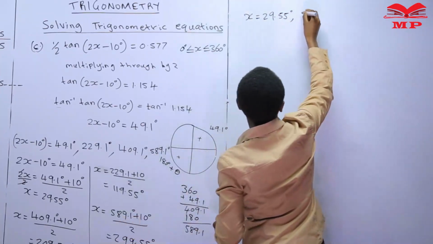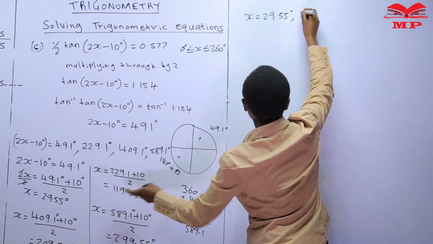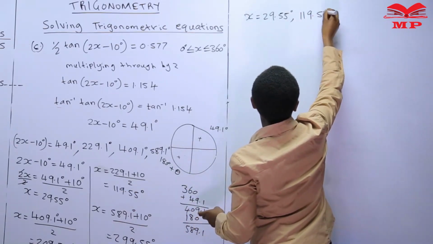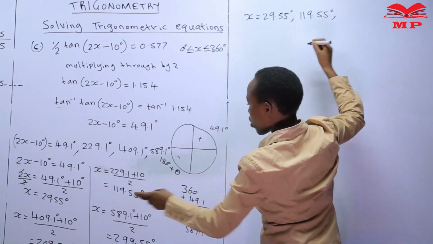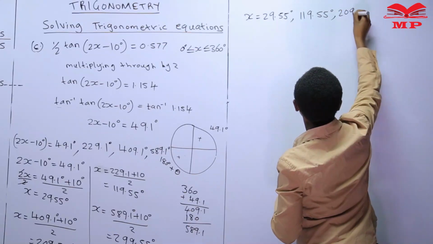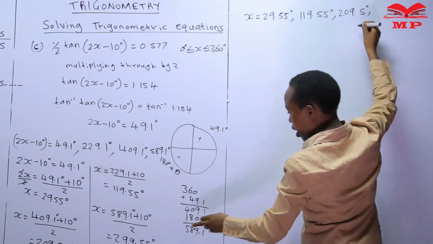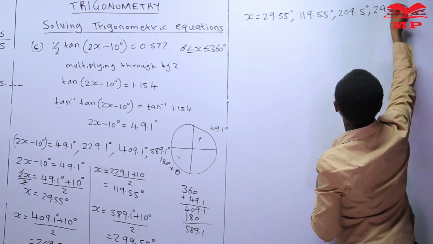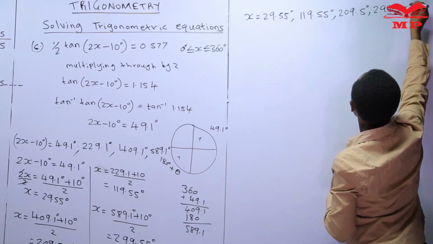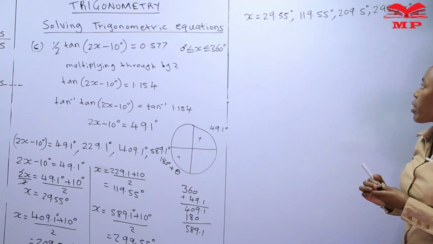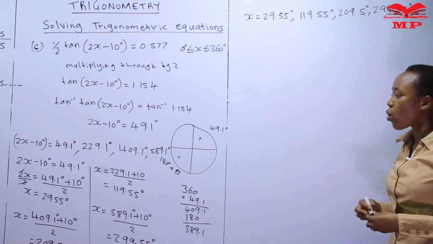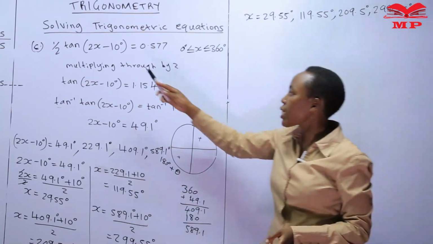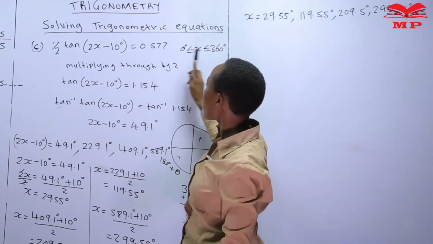We also have 119.55 degrees. We also have 209.5 degrees, and we have 299.55 degrees. So those are the values of x within this limit that you've been given here.